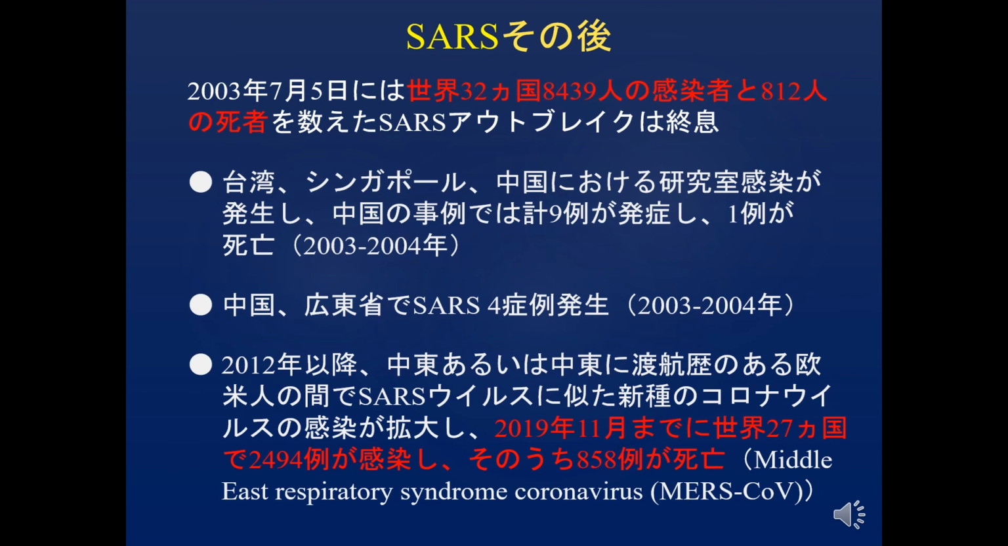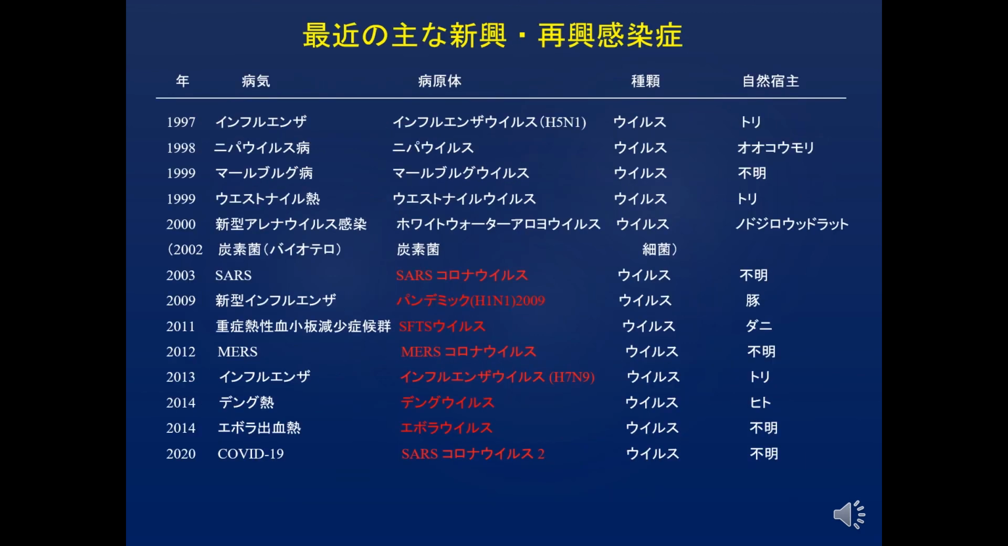But as you know, after 2012, we had MERS from the Middle East, where those who traveled to the Middle East were infected, and in 2019, up until November, there were 27 countries. About 2,500 cases were infected with 855 deaths. So far, in the last 2 decades or so, there were emergent and re-emergent infections.